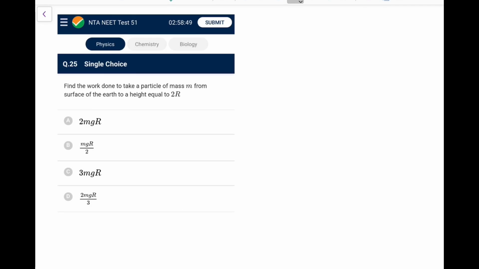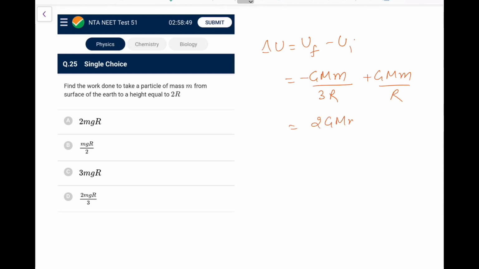25th. Find the work done to take a particle of mass m from the surface of the earth to a height equal to 2r. Again this is a question we have done many times. U final minus U initial. Final is minus GMm over 2r height, that means from the center it is 3r. Minus minus becomes plus. Initially it was on the surface. If I simplify it, it comes out as 2GMm by 3r multiplied by r and r. This GM by r square term, not the 3, will be separate. GM by r square is small g, so this would be 2mgr by 3. So you can directly go for option D.